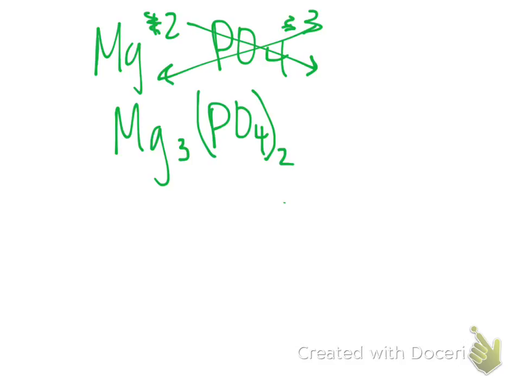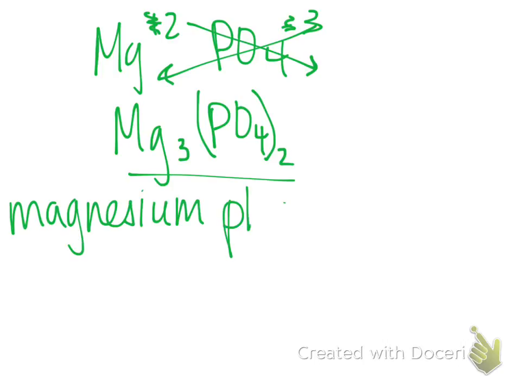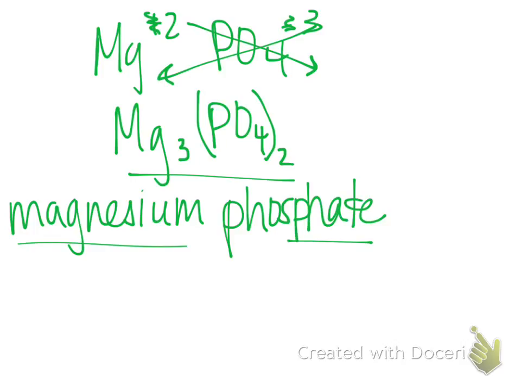The name of this molecule. Anyone know? Magnesium phosphate. Okay, because when you have a polyatomic ion there, it just keeps its name. That's why you work to memorize the names. Polyatomic ions keep their name, and the cations keep their name. So the naming part of this is easy. The combination is where you have to get a little bit more in depth. Questions here? Okay, let's try a couple more.